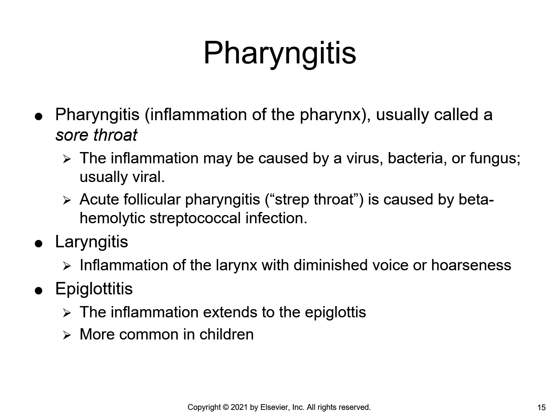Laryngitis is an inflammation of the larynx with diminished voice or hoarseness, and this may occur if the infection progresses into the larynx. When inflammation extends to the epiglottis, epiglottitis may occur. This is more common in children. Epiglottitis can cause an acute airway obstruction and needs to be monitored closely.